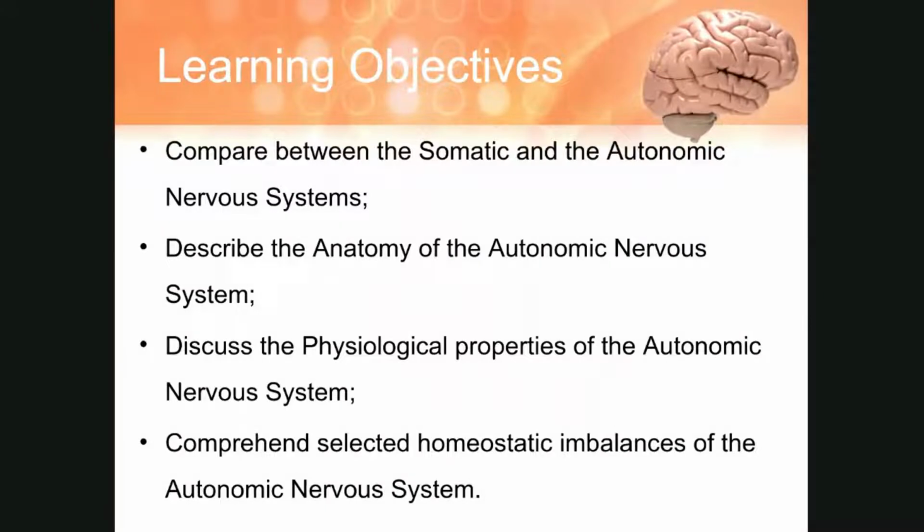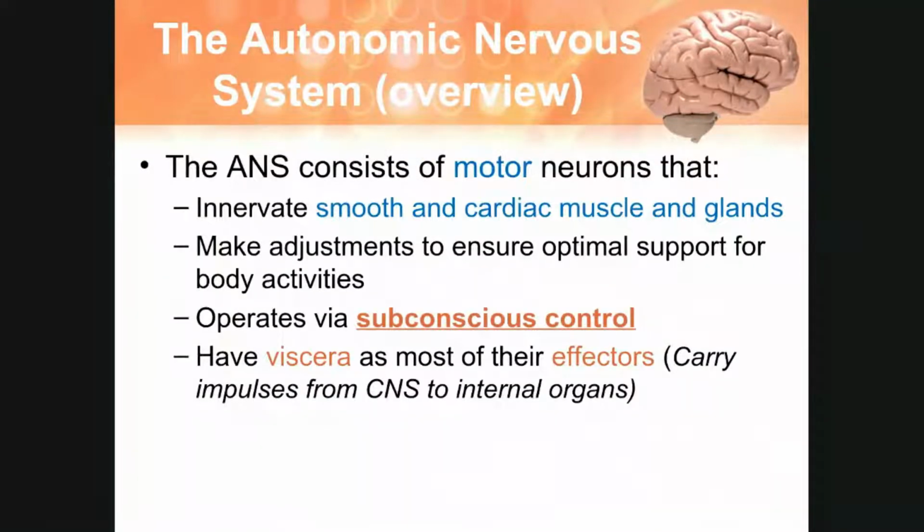Coming to autonomic nervous system, in this topic, the objectives we will learn are: compare between the somatic and autonomic nervous systems, describe the anatomy of autonomic nervous systems, discuss the physiological properties of autonomic nervous systems, and comprehend selected homeostatic imbalance of the autonomic nervous system. These are the objectives we will look into.